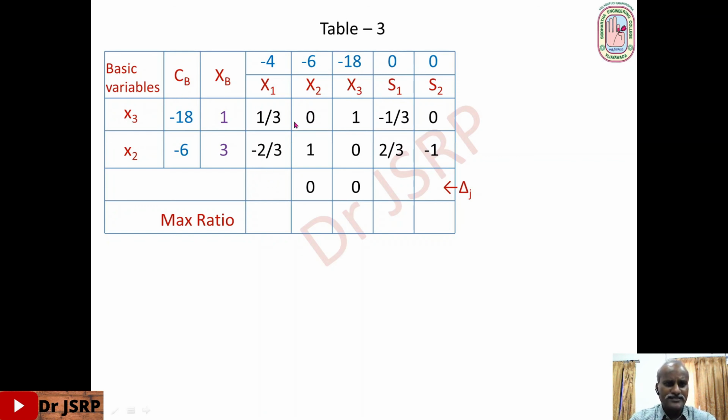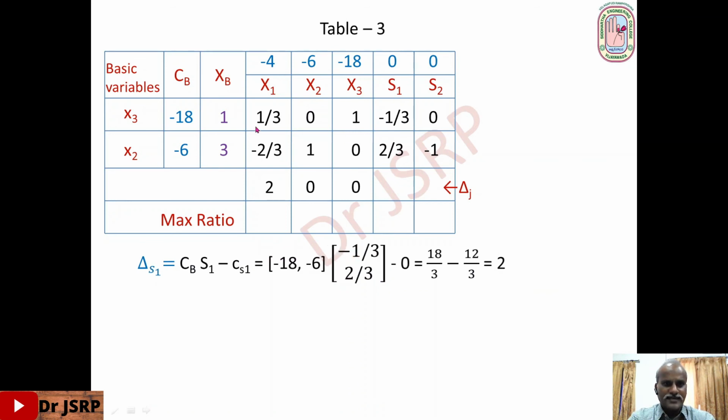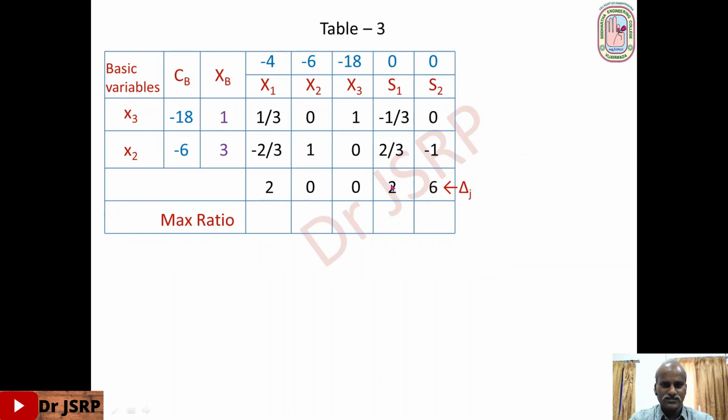Delta 1 is CB x1 minus this value. So minus 18 into 1 by 3, plus minus 6 into minus 2 by 3, that is minus 18 by 3 plus 12 by 3, minus of minus 4, plus 4. Simplify this, we get 2. Next, delta S1: CB, this column into this column, that is minus 18 into minus 1 by 3, 18 by 3, plus minus 6 into 2 by 3, that is minus 12 by 3, minus 0. So this gives 2. Similarly for S2, minus 18 into 0, 0, minus 6 into minus 1, 6, minus 0, 6. So these are the delta j values.